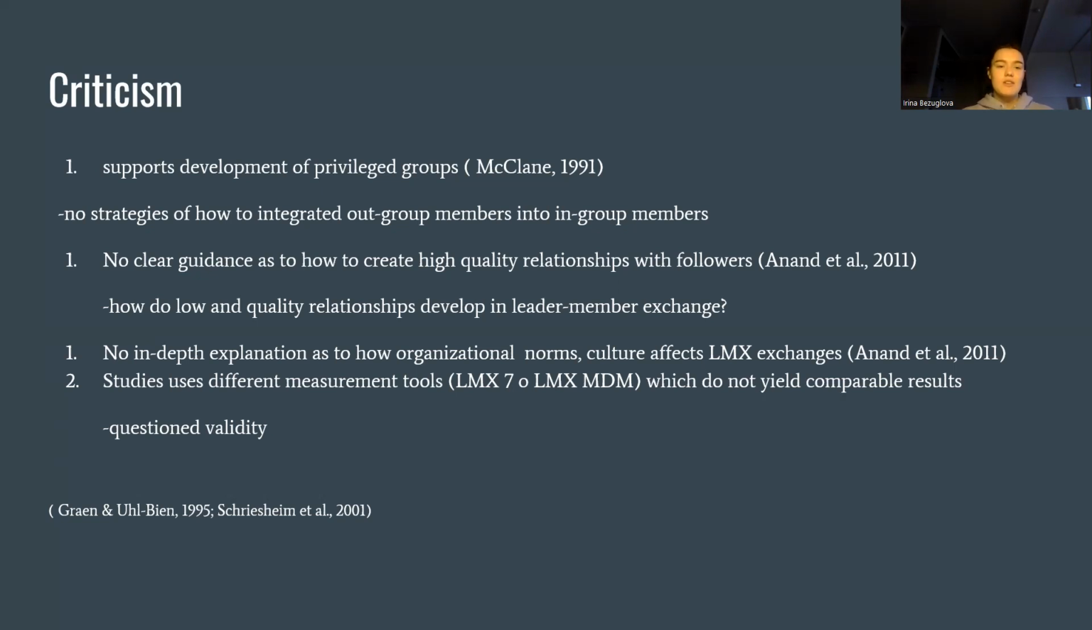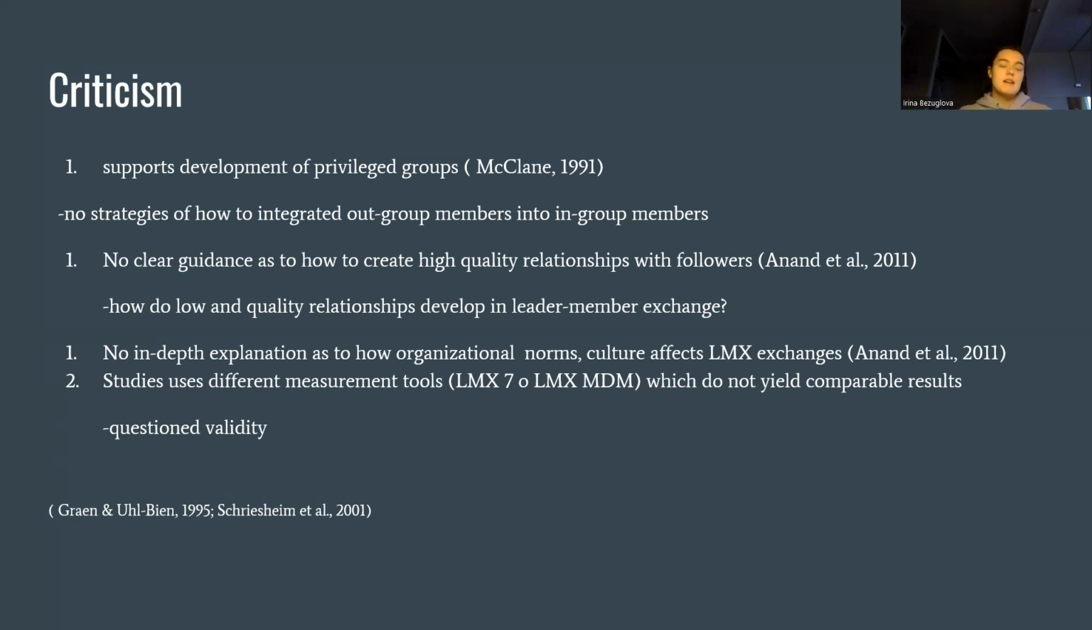There's also no in-depth explanation as to how organizational norms and cultures affect LMX exchanges. So it could be that the out-group exists not because they're bad at performing, or because they're not dedicated to their job. Maybe the way they were raised or the way their culture looks at a job can be different than what the leader might expect, just because they were born with different norms and cultures. So LMX theory does not really shed light onto that gray area.